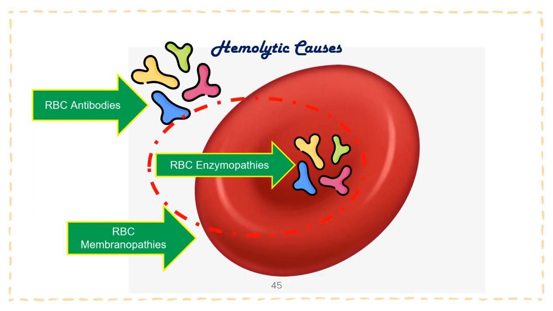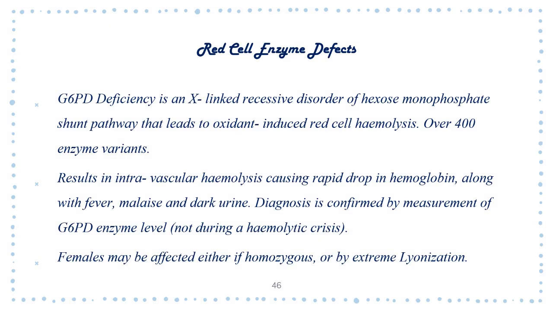Alright, and now we come to the RBC enzymopathies. The most common, which I think you would know, is G6PD deficiency. G6PD deficiency is an X-linked recessive disorder that leads to oxidant-induced red cell hemolysis. There are a lot of enzyme variants, over 400. The main issue in G6PD deficiency, as we'll see in the coming slide as well, is intravascular hemolysis causing a rapid drop in hemoglobin, and usually this will present in an older baby with fever, malaise, and dark urine. Once the child is out of the acute hemolytic crisis, you can measure the enzyme level for confirmation.